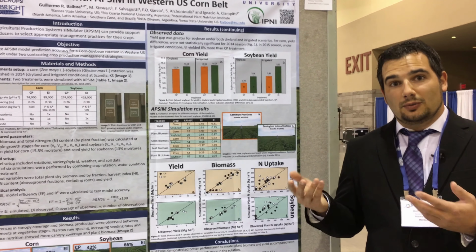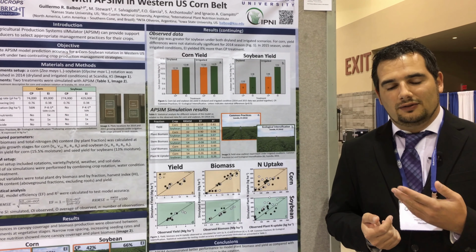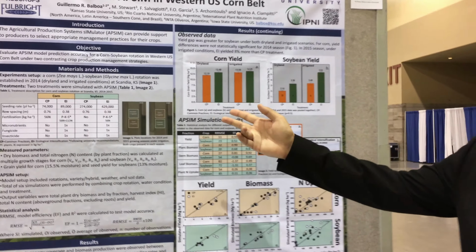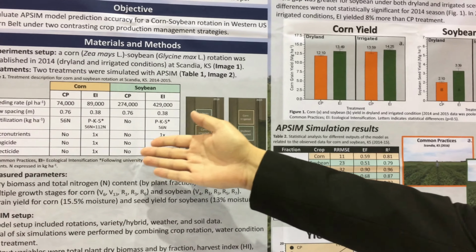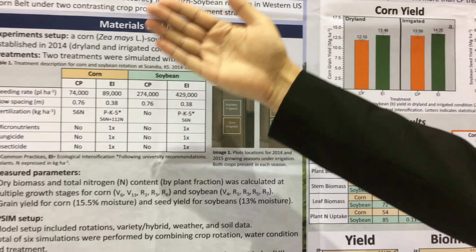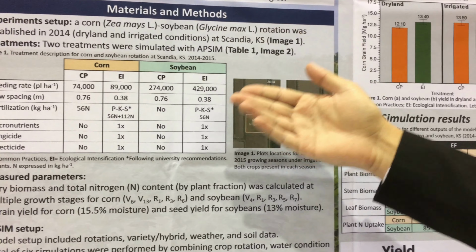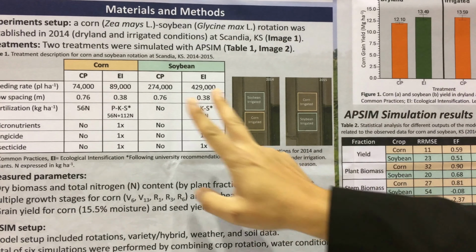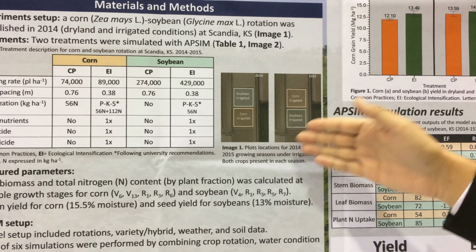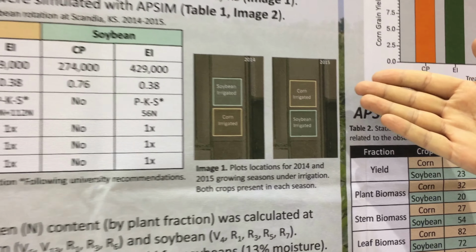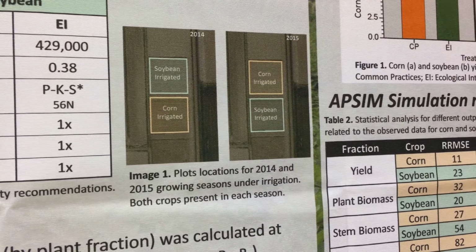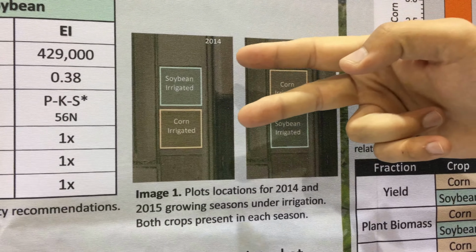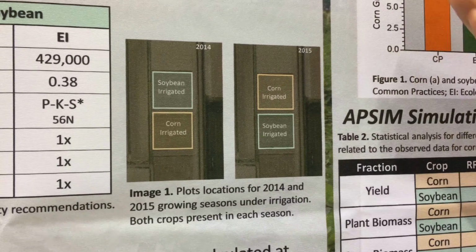For the purpose of this poster, we just took 2 of the treatments that you can see here, what we call common practices and ecological intensification. Basically, what we are doing is varying seeds, row spacing, fertilizers, micronutrients, fungicides, and insecticides across the cycle. So we have 2 treatments in corn and soybean, as you are seeing here, 2014 and 15. We have an irrigated study, but also we have a dryland phase. This is a side-by-side experiment, and we switch the plots in 2015 to follow the rotation.